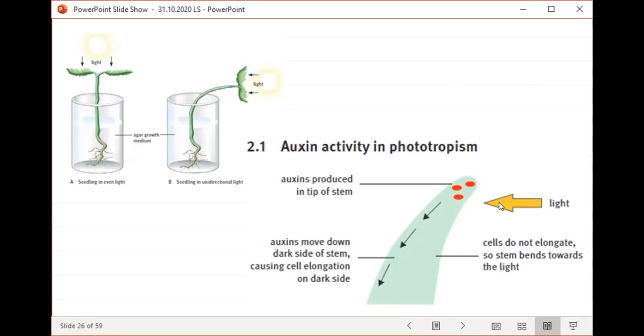Right. So now when this stem is exposed to this unidirectional light, the auxins would move down to the dark side of the stem, or the shaded side of the stem, and they would cause cell elongation on this darker side. And then on the light side, or rather the side of the stem where light is exposed, the cells will not elongate, so the stem would bend towards the light or bend towards the stimulus, right? So that is basically the auxin activity in phototropism.